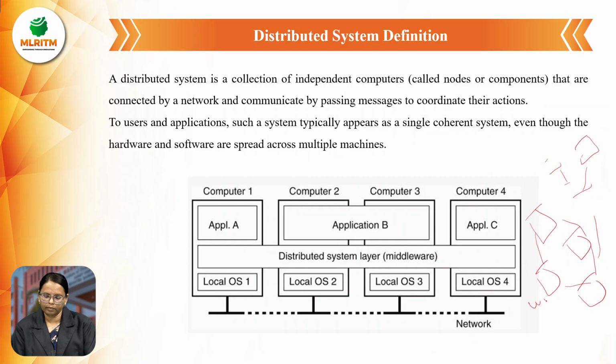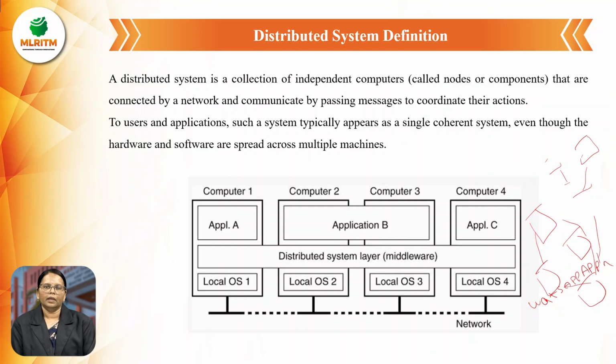Another example is the WhatsApp application. When you send a message, your phone forwards that message to the WhatsApp server, and the WhatsApp server forwards it to your friend's phone. So here three different computers communicate through messages.